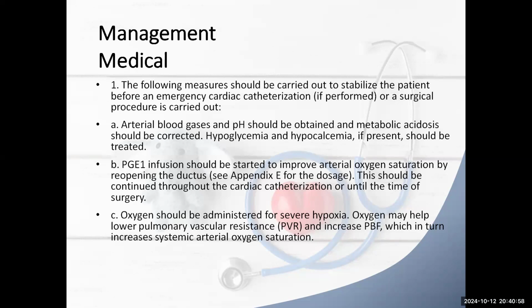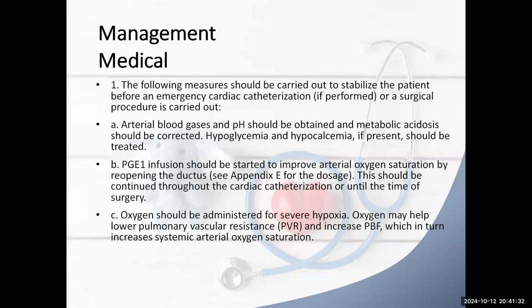So we need to keep this duct patent, and this patient should be on prostin. As soon as the patient is diagnosed, he should start prostin, and we should correct the metabolic acidosis and hypocalcemia or hypoglycemia if present. But as we said in the pathophysiology, the PDA will not improve saturation. The PDA will keep the patient alive. This concept we should know by heart.